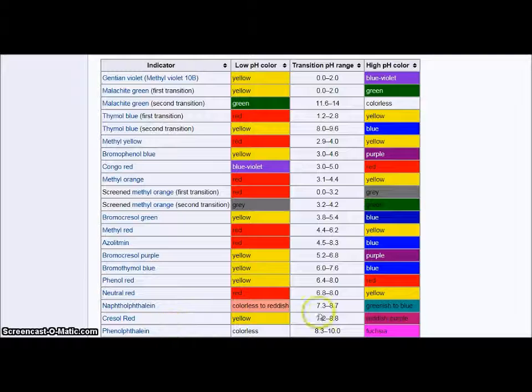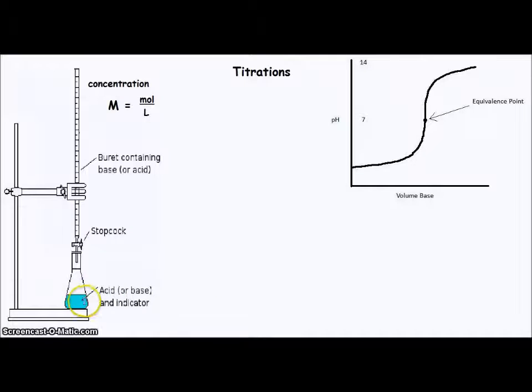But we're going to be using phenolphthalein, and what happens is when it neutralizes, you'll get this really cool fuchsia color. Okay, so we're going to have our phenolphthalein in here with our acid, and we're going to know exactly how much we have. We just don't know the concentration, M. Oh, by the way, concentration is how many moles there are in a liter of that substance.